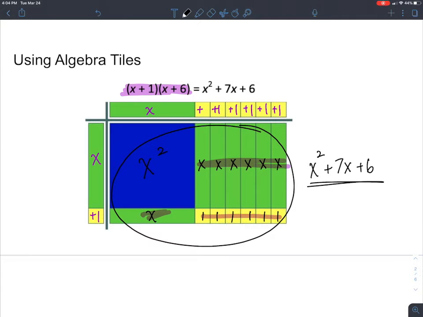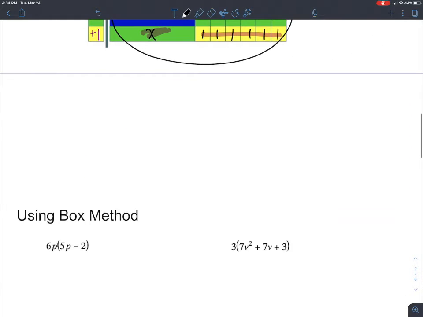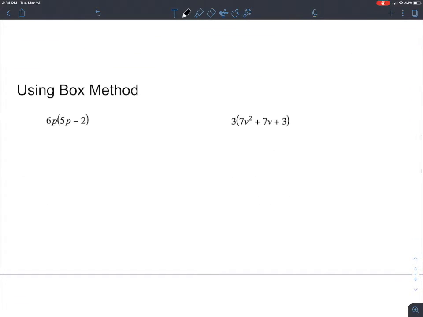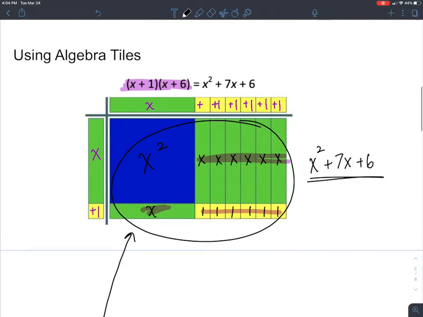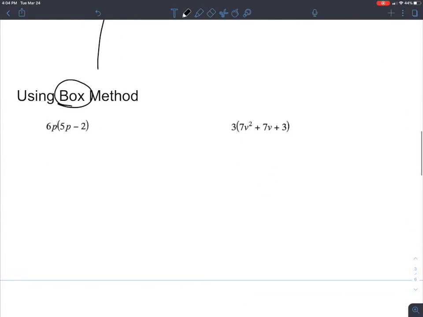Now, we don't have algebra tiles, most likely at home. And really in the class, we want to use them every day. So how can we do the same idea without algebra tiles? Well, it's something called the box method. You're creating a box. And the box is going to look very similar to the one that's set up when we use the algebra tiles.